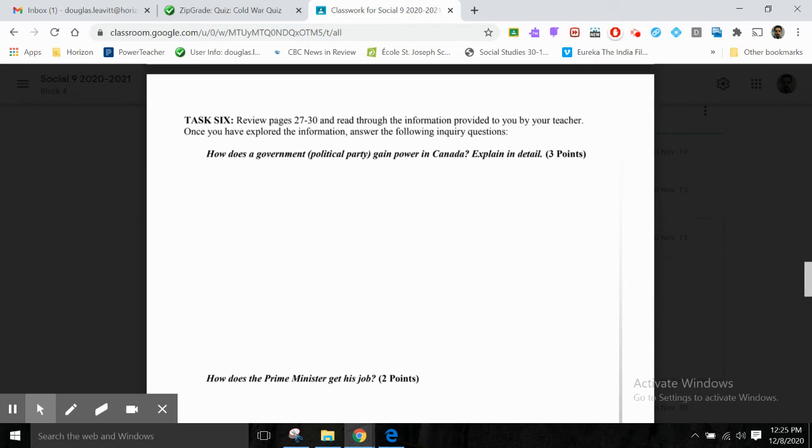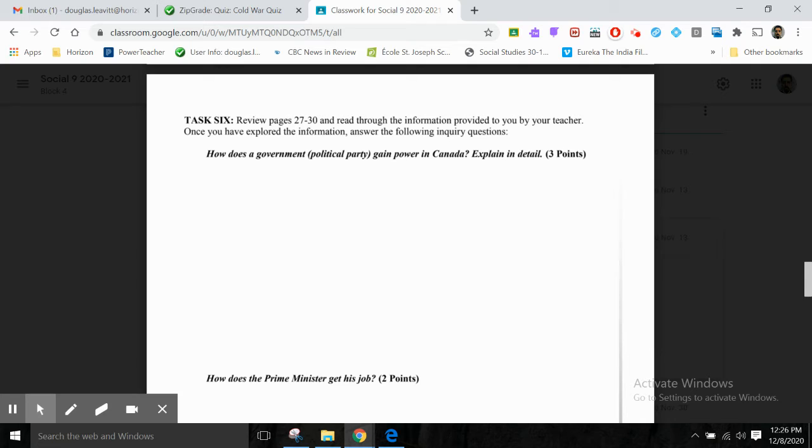Task 6 asks you to read through pages 27 through 30 and answer the following questions. Okay, and so for 3 points, it asks you, how does a government or a political party gain power in Canada? Explain in detail. I would probably go through the whole election process. You can read in your textbook on that election process. You can watch some of the Williams social videos on the election process, but understand that there's a process that is undertaken before a party can gain power.